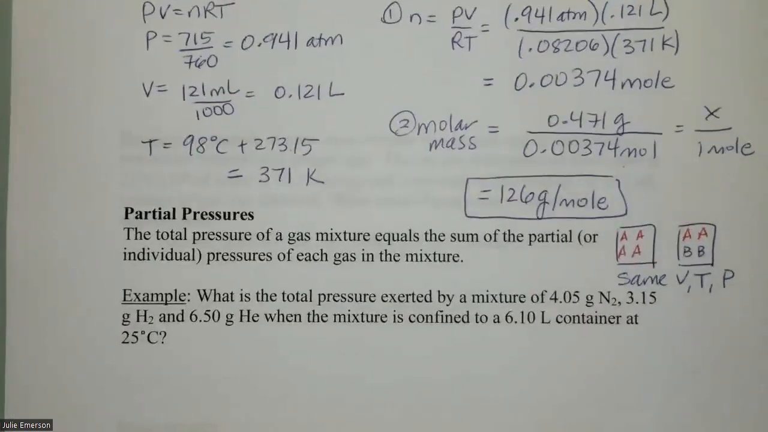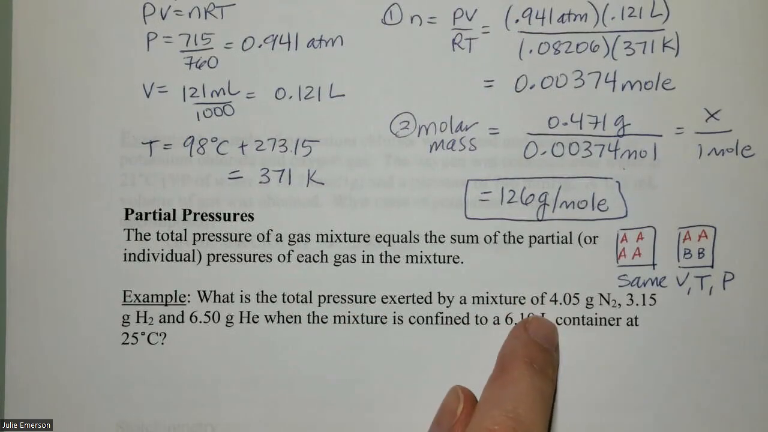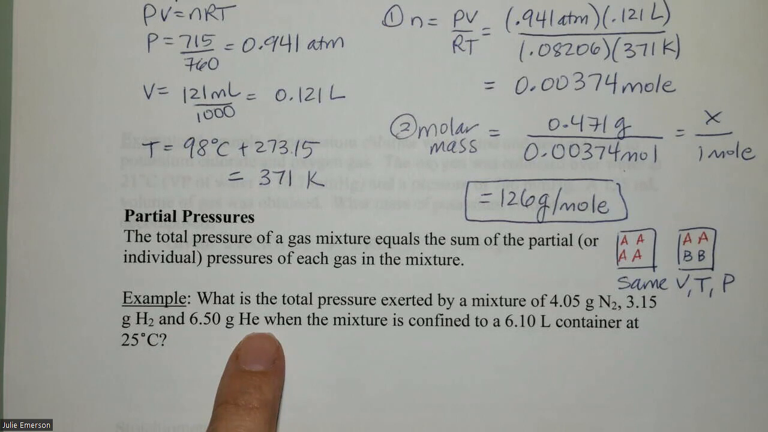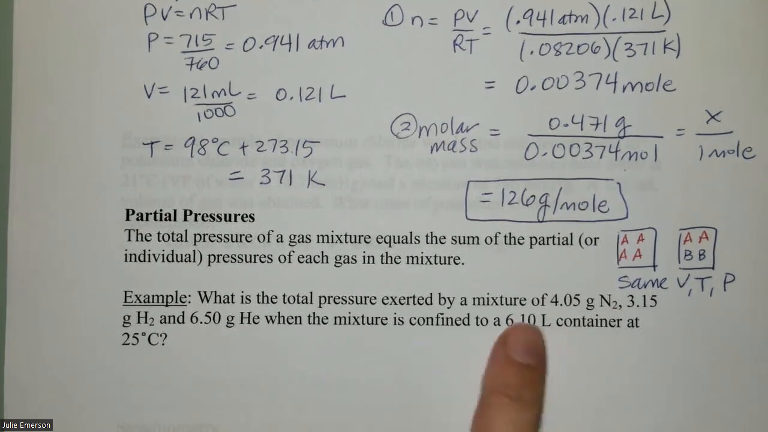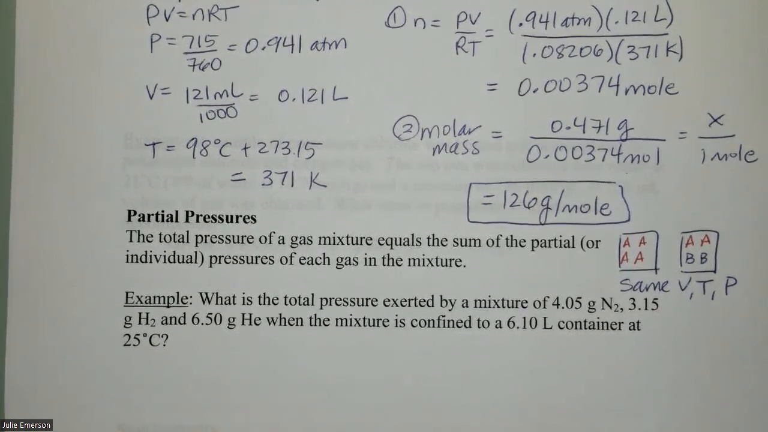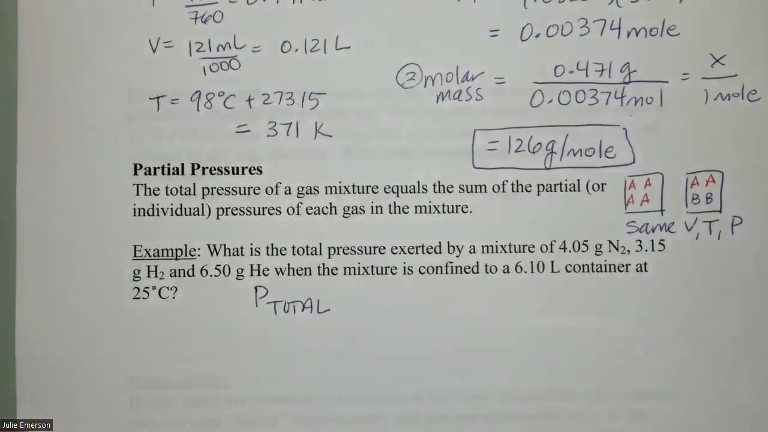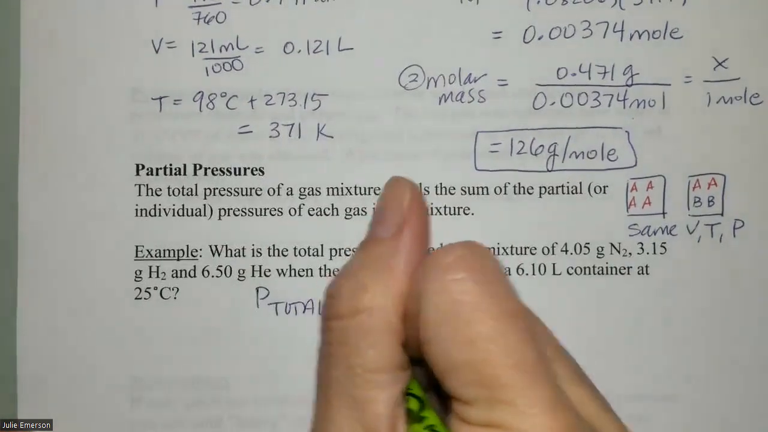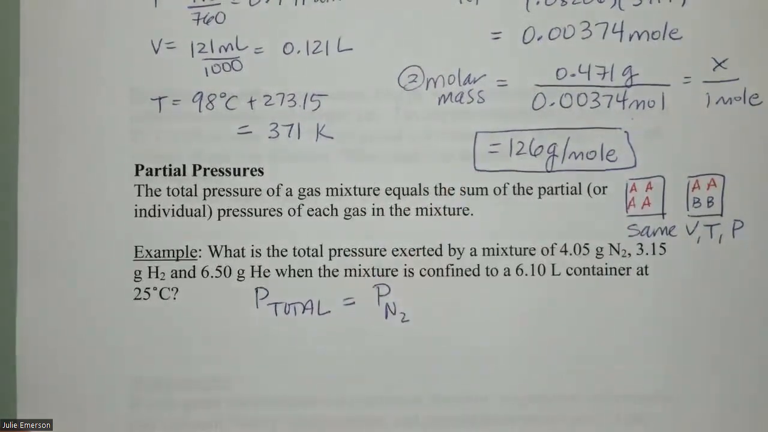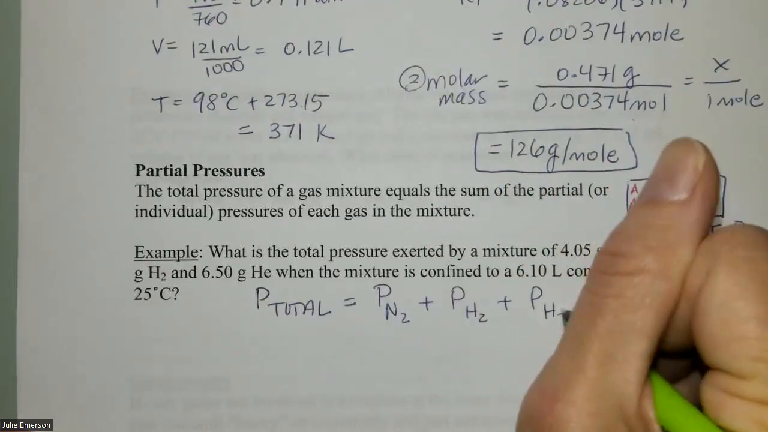Everything stays the same. So if I look at this question, it says, what would be the total pressure if I have 4.05 grams of nitrogen, 3.15 grams of hydrogen, and 6.50 grams of helium in a container? And that container is 6.10 liters, and I'm at a temperature of 25 degrees Celsius. So here's what we're doing. If we're trying to find total moles or total pressure, let's talk about that first. This is really Dalton's law, would be equal to the pressure due to the nitrogen added to the pressure due to the hydrogen added to the pressure due to the helium.